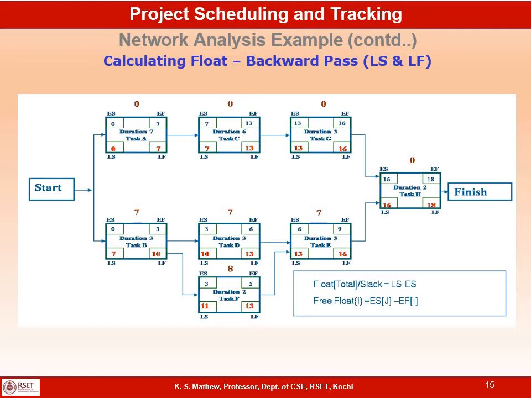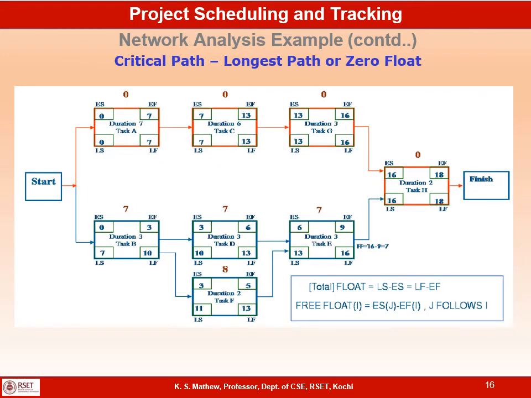The critical path is the path joining all the activities with 0 float. So in this example, tasks A, C, G and H are the activities coming on the critical path, which have a float of 0. So the path joining all the activities with 0 float is the critical path of this project.